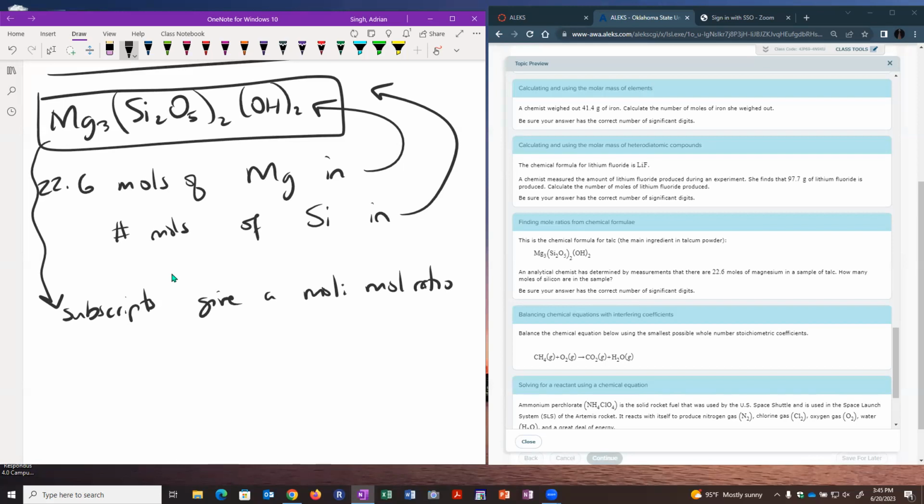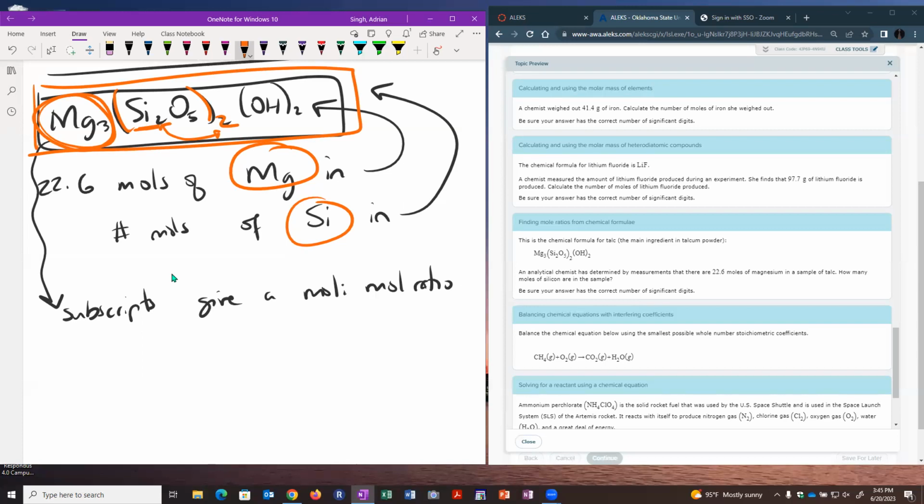So if I look at the 2 things involved, I need magnesium and silicon, right? So if I look at the subscripts, well, I have 3 moles of magnesium in every one of this entire thing. And for every one of this entire thing, I have 2 silicons, but remember now, that is in parentheses twice. So 2 times 2 would actually give me 4 moles of silicon in this entire thing.